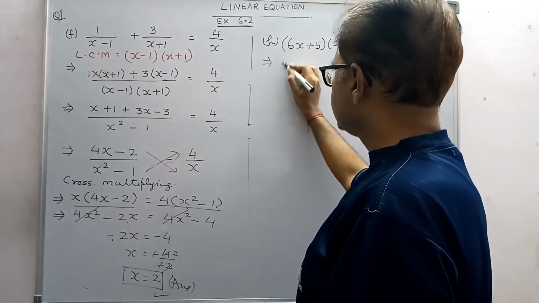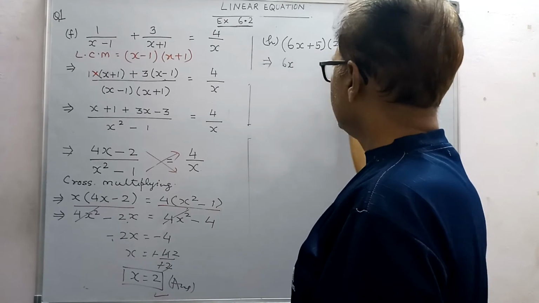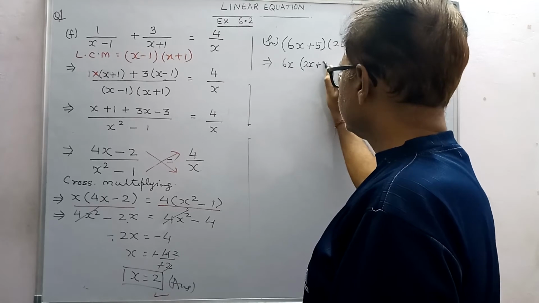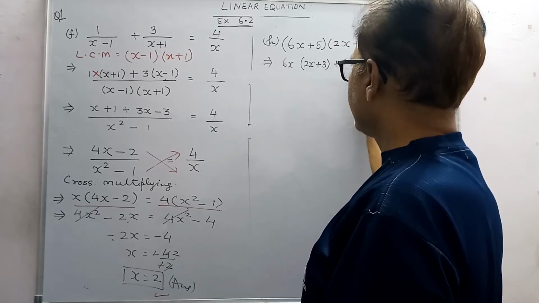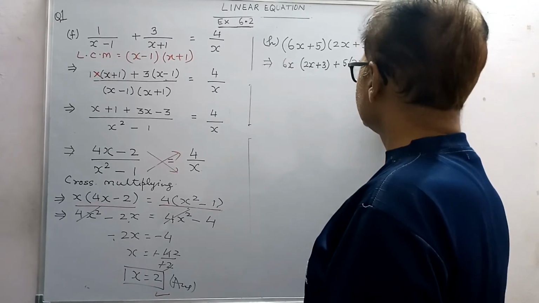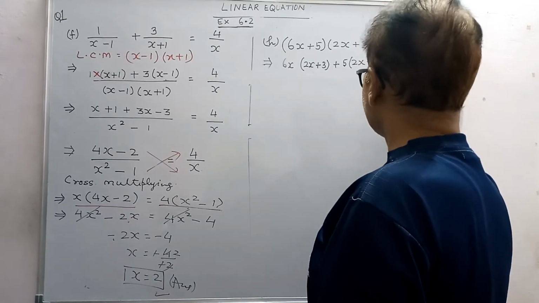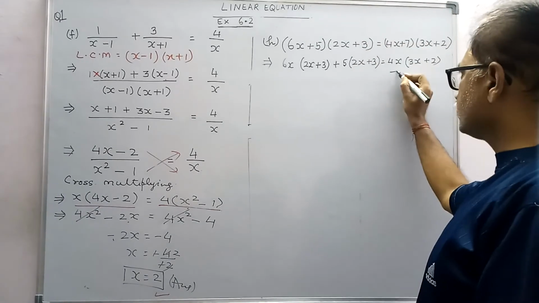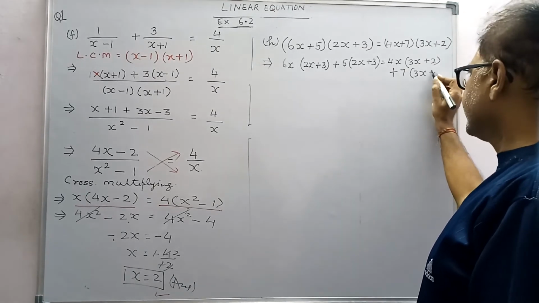So this is equal to 6x multiplied by this whole bracket, 2x minus 3, then 2x plus 3, then plus 5 multiplied by 2x plus 3. Other side similarly, you see 4x multiplied by 3x plus 2 whole bracket. Second bracket we are not opening, first bracket we are opening in positive sign, so plus 7, then bracket again, then 3x plus 2. Okay.